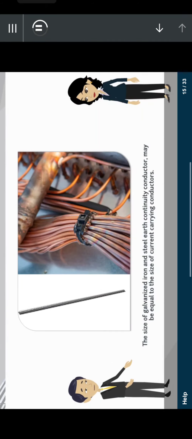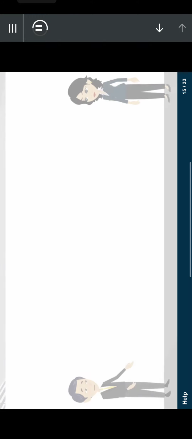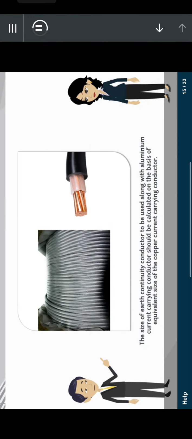Regarding the size of galvanized iron and steel earth continuity conductor, they may be equal to the size of current carrying conductors. Further, the size of earth continuity conductor to be used along with aluminium current carrying conductor should be calculated on the basis of equivalent size of the copper current carrying conductor.